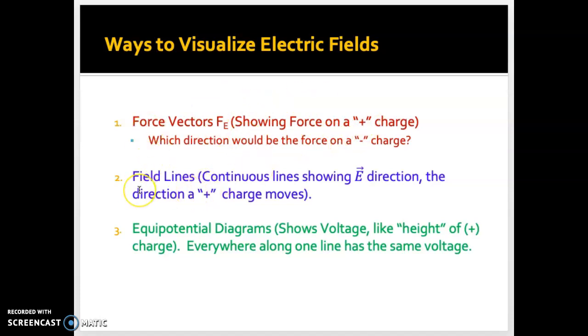The second way we can show the electric field is with field lines, and this is a new thing. These are continuous lines, kind of connecting all the force vectors and showing the direction of the field. And these lines don't always have arrows on them. Sometimes they do, so you can tell which direction they're going, but they show the direction a positive charge would move. Let me give you an example of that.